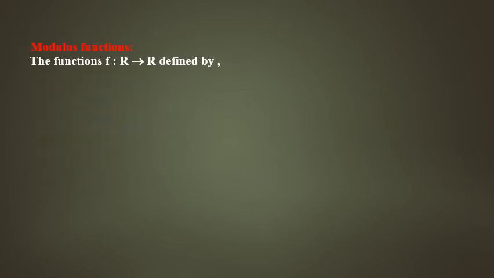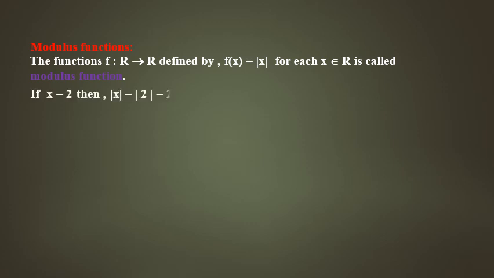Modulus functions. The function f from R to R defined by f of x equal to mod x, for which x belongs to R, is called modulus function. Now if x equal to 2, then mod x equal to mod 2, which is 2. If x equal to minus 3, then modulus of x is modulus of minus 3, which is also plus 3. Minus of minus 3, you can call it as plus 3. So mod x can be defined like this.